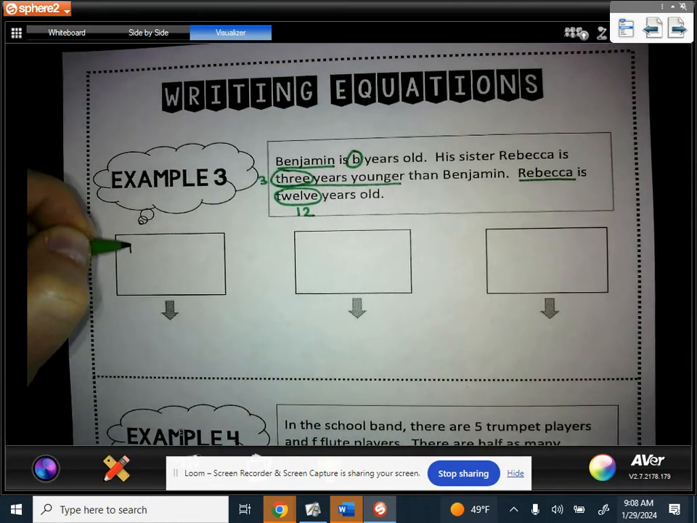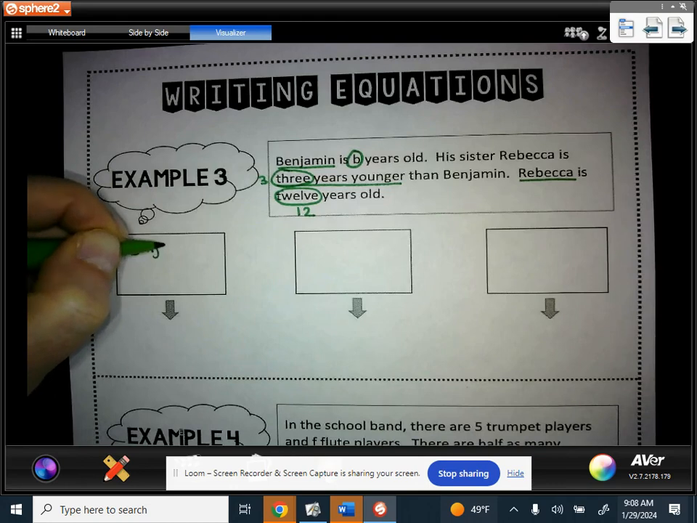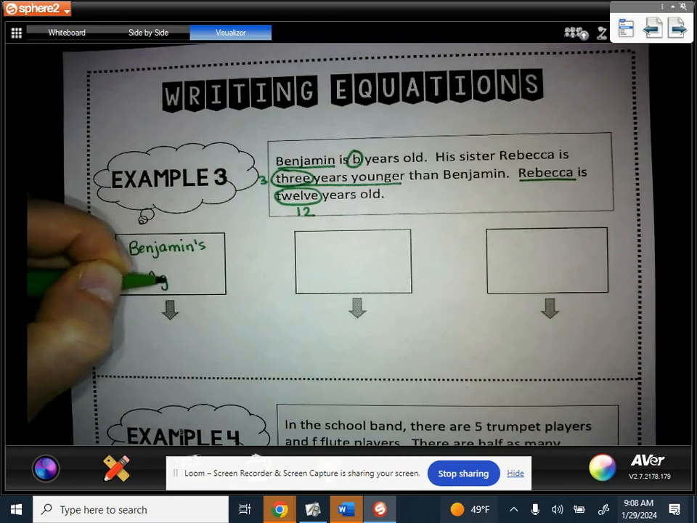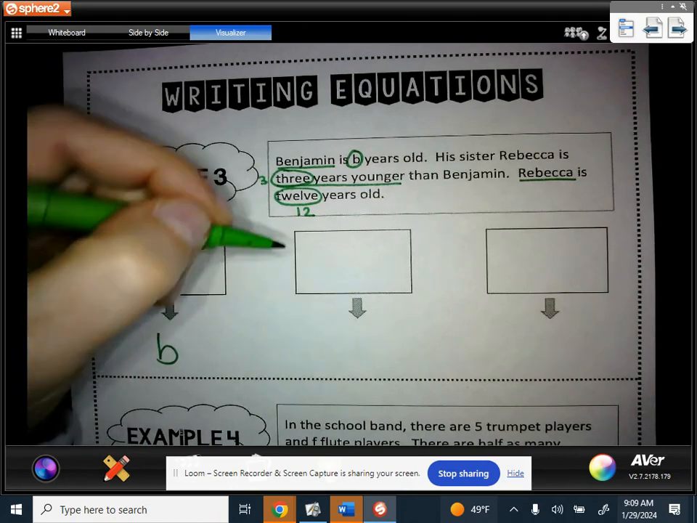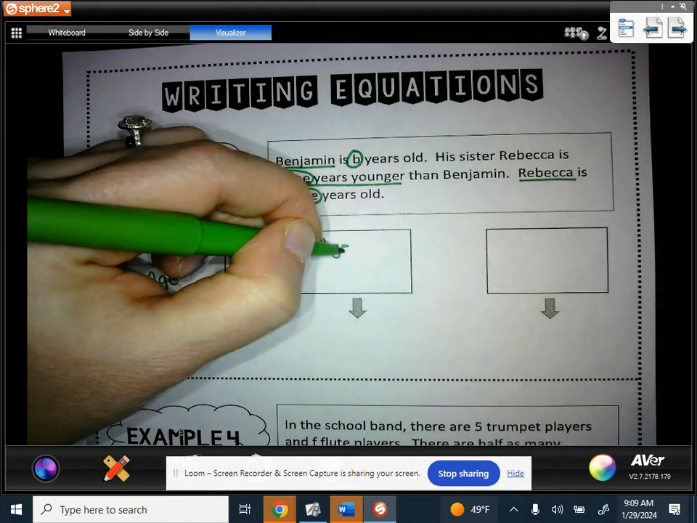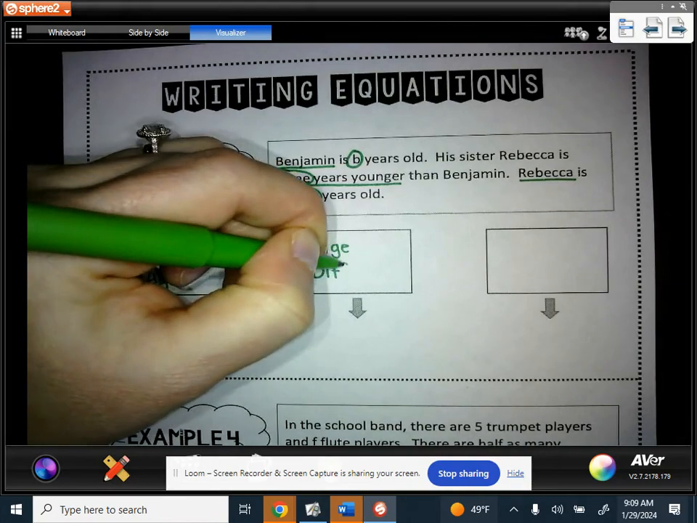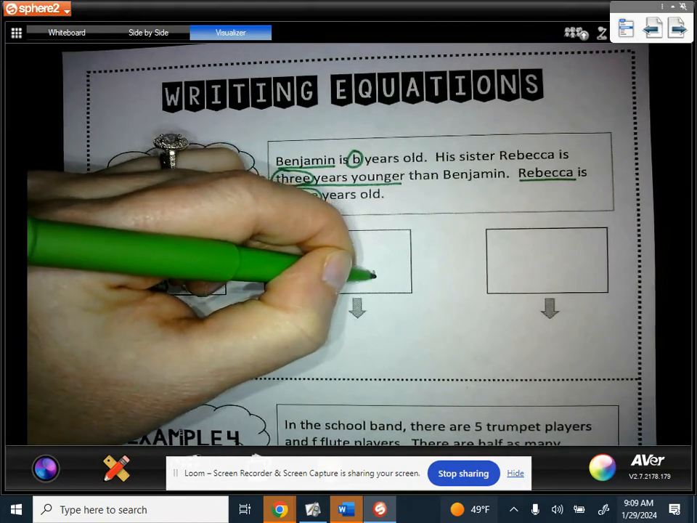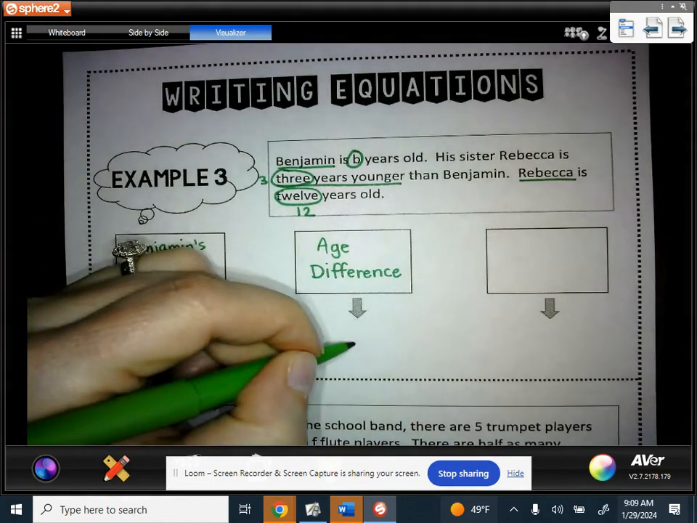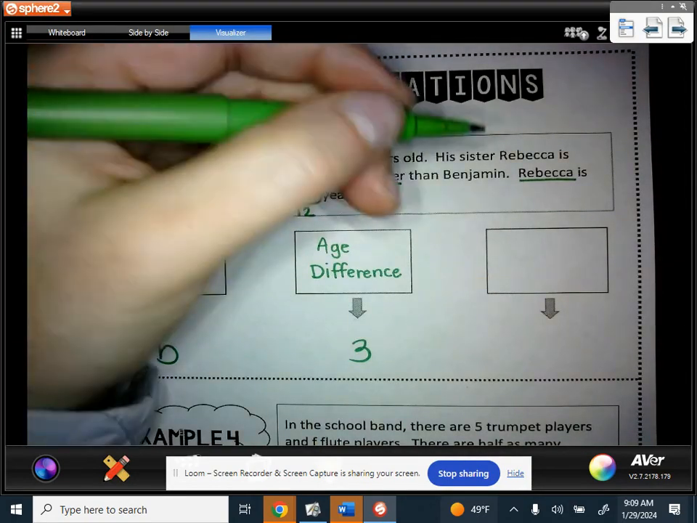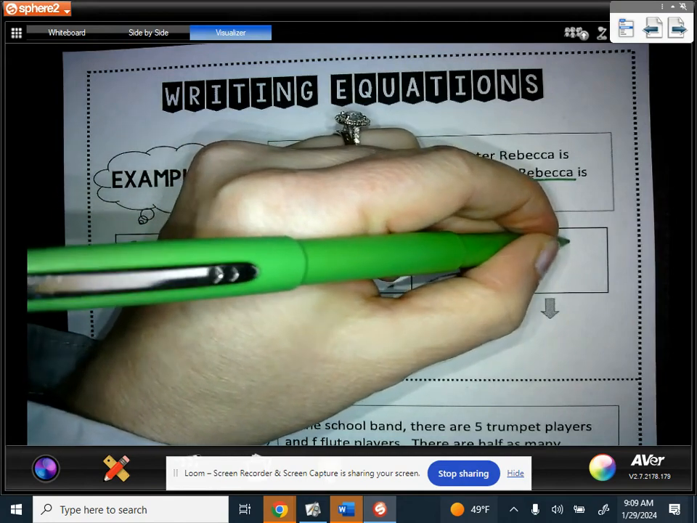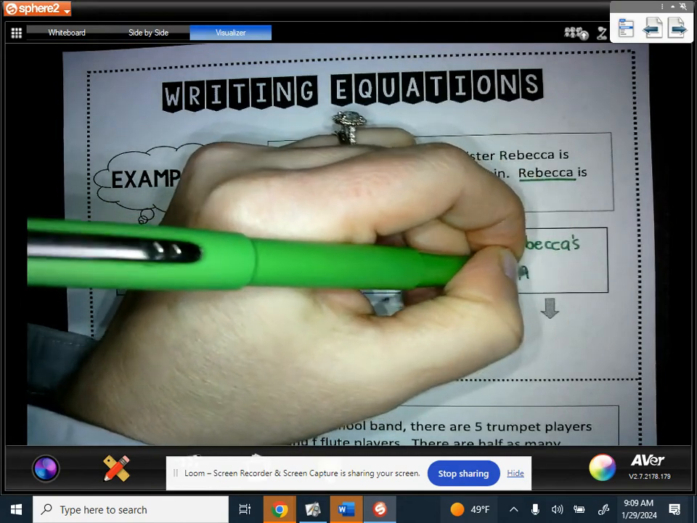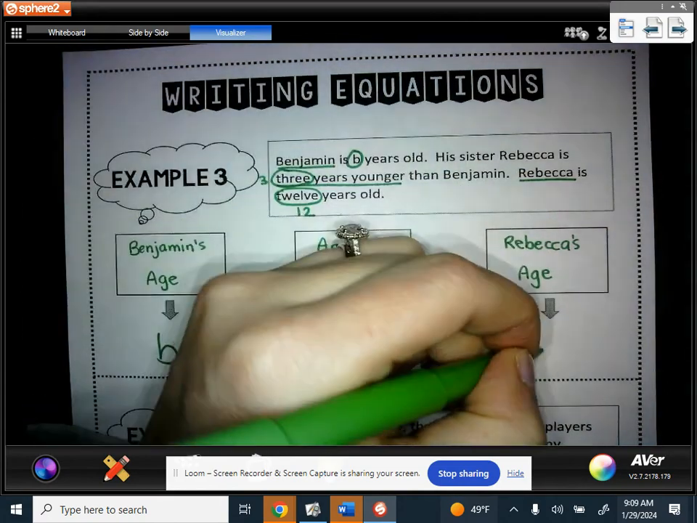Okay, so we've got Benjamin's age. We're going to call that B for right now. We've got the age difference between them. That's going to be 3 years. And then we've got Rebecca's age. And she's 12.